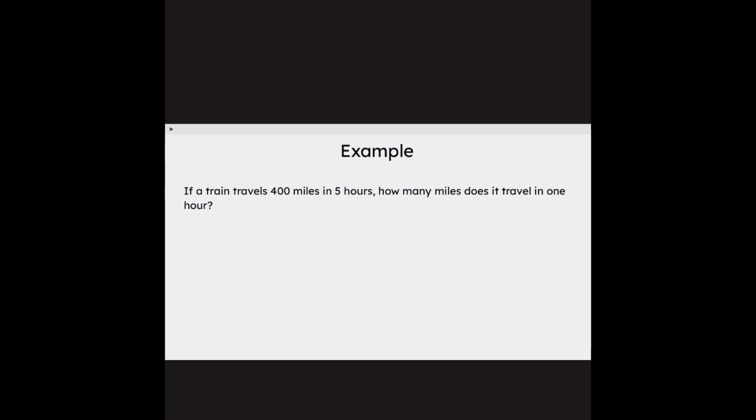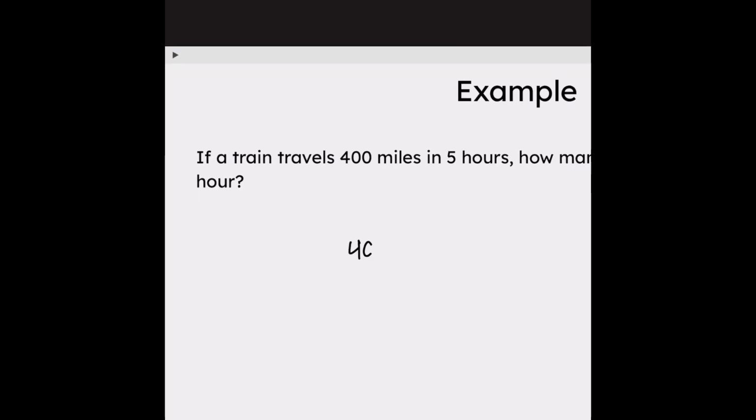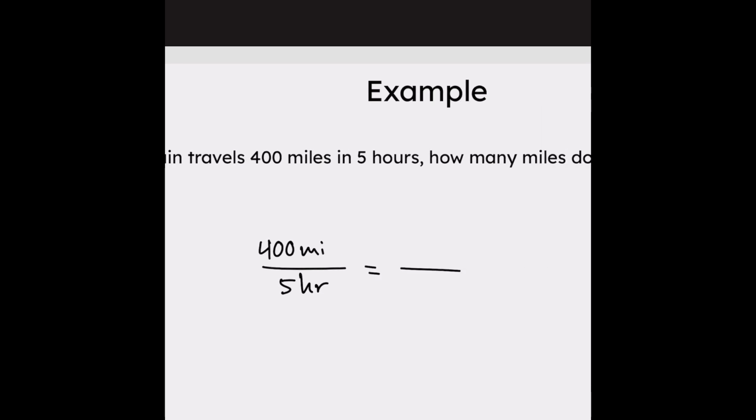Converting units within rates. Given a rate, we want to find the quantity per 1 unit of time. This is called a unit rate. For example, if a train travels 400 miles in 5 hours, how many miles does it travel in 1 hour? So I'm going to set up a proportion here. I have 400 miles in 5 hours. I have this rate, this ratio, and I want to apply this to a different scenario. What if it was 1 hour? And notice how in this scenario, my denominator is 1 hour.